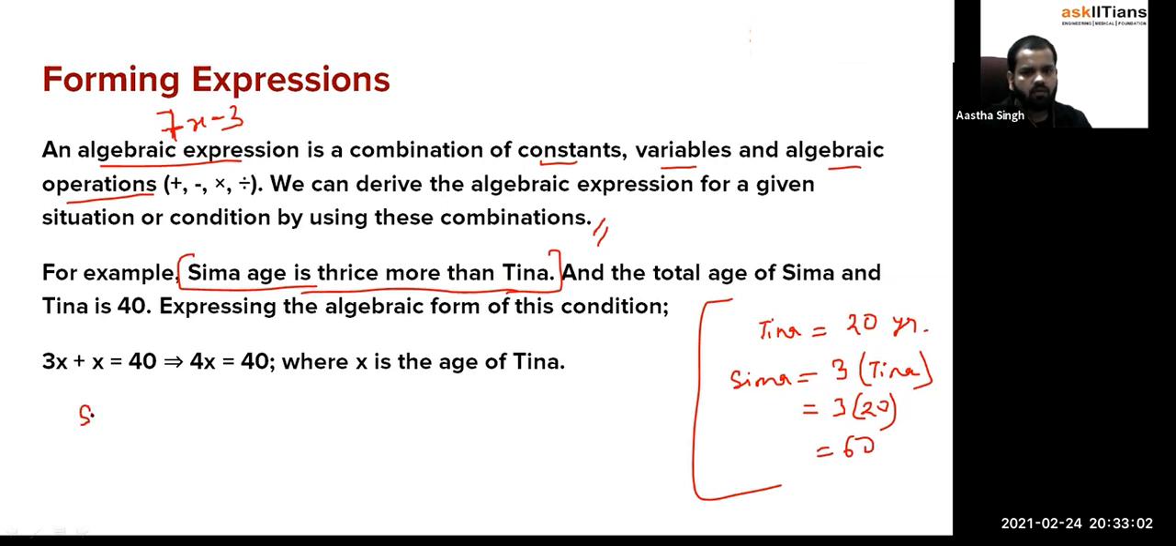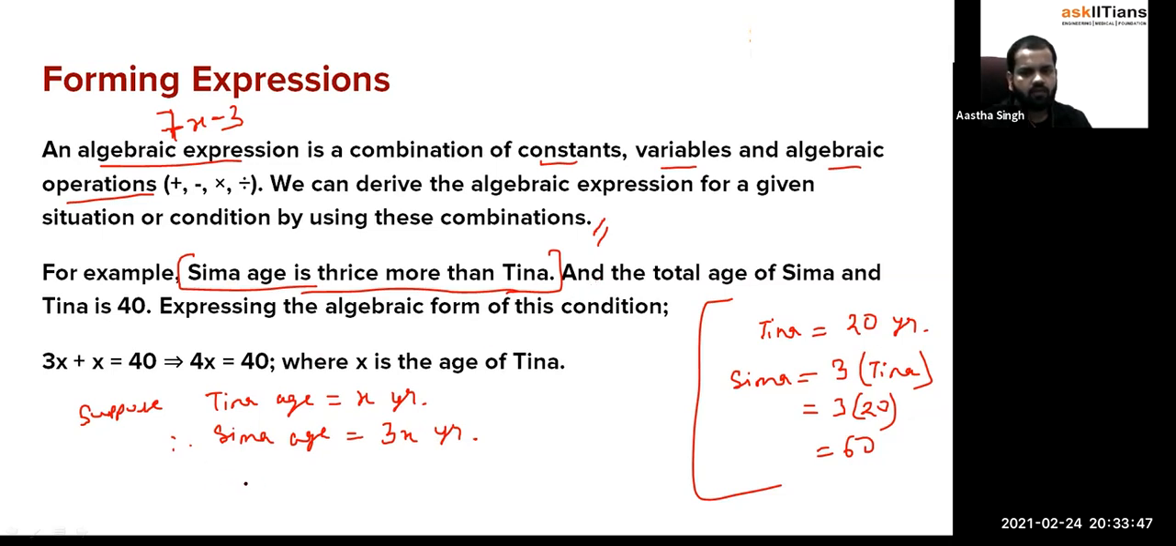But you do not know either of their ages, right? So suppose Tina's age is some variable x years. Therefore Sima's age will be equal to how much? 3x years, right? Because it is given in the question that Sima's age is thrice more than Tina's. So if Tina is x years, then Sima's age will be equal to 3x years.